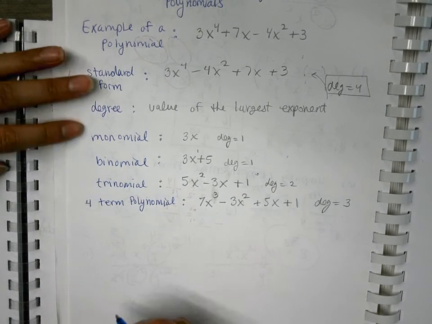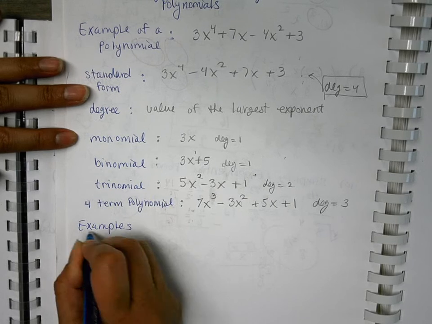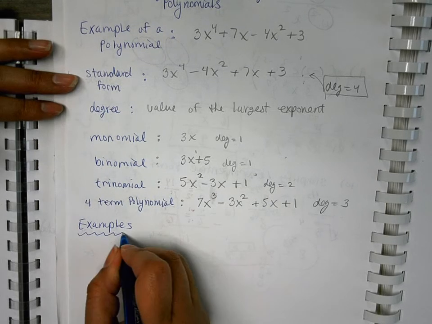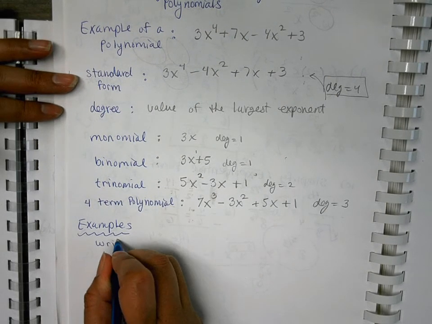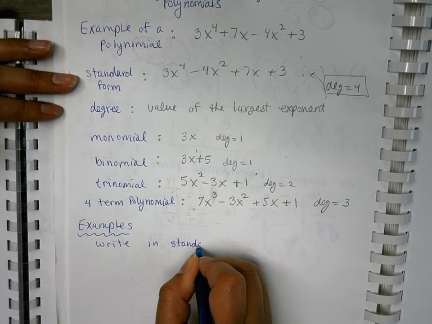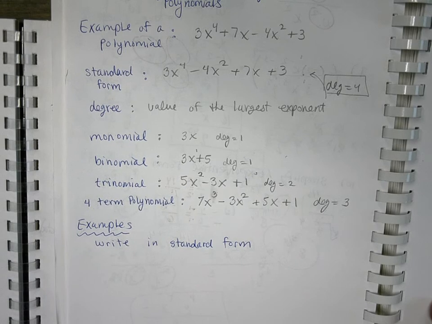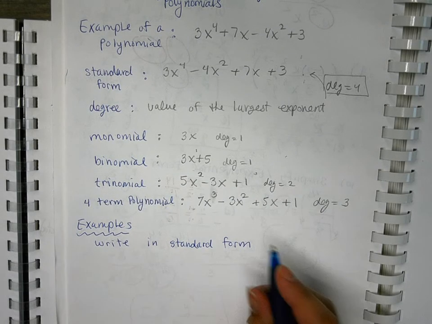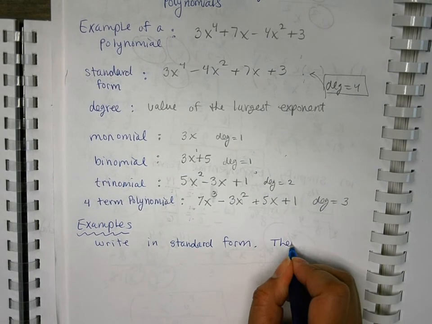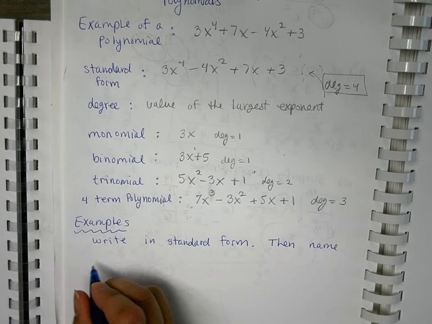Okay. We are going to start examples. And here's what I want you to do. I want you to write in standard form. What does it mean to write in standard form? Descending order. All right. Then name each polynomial.